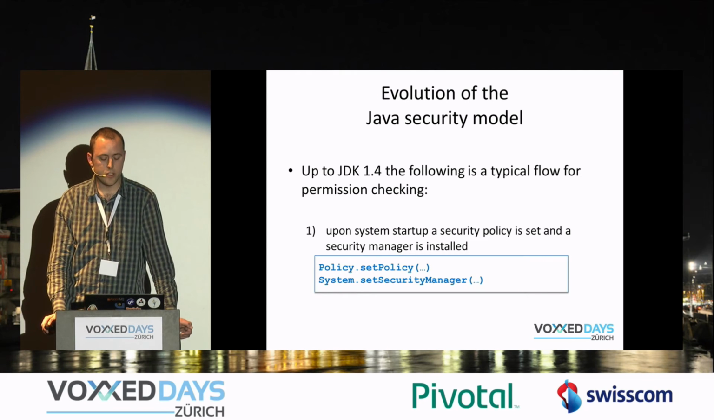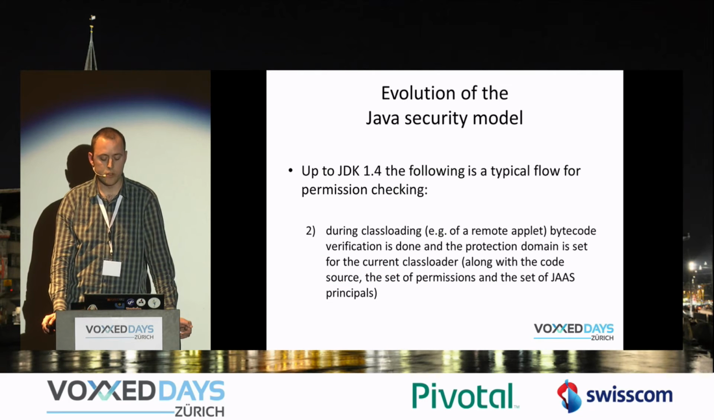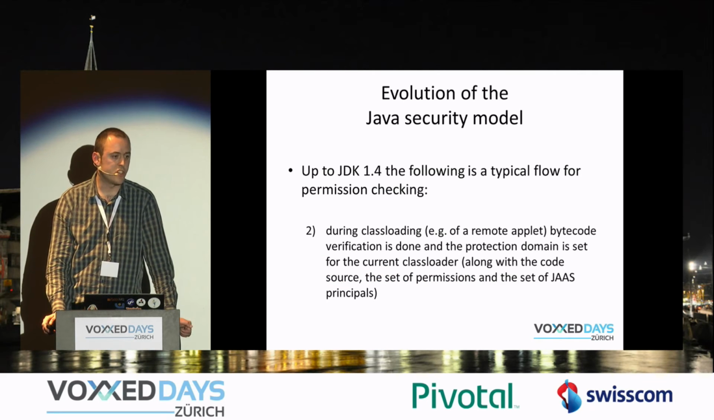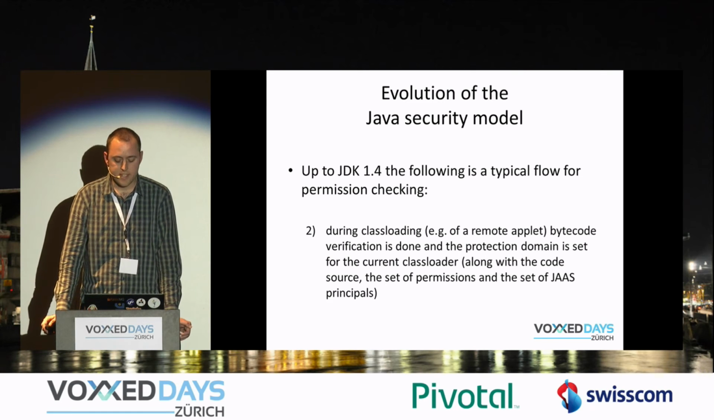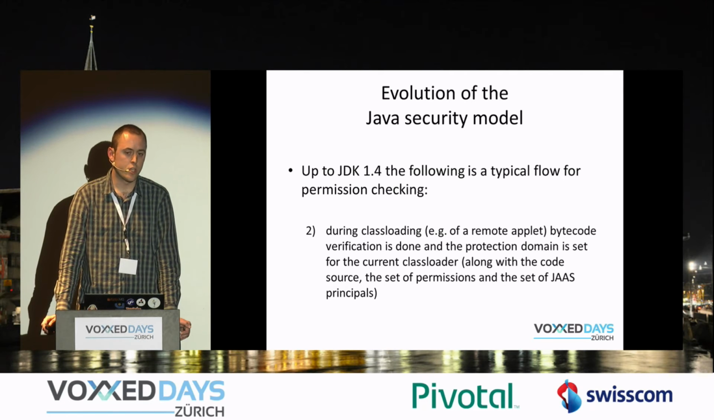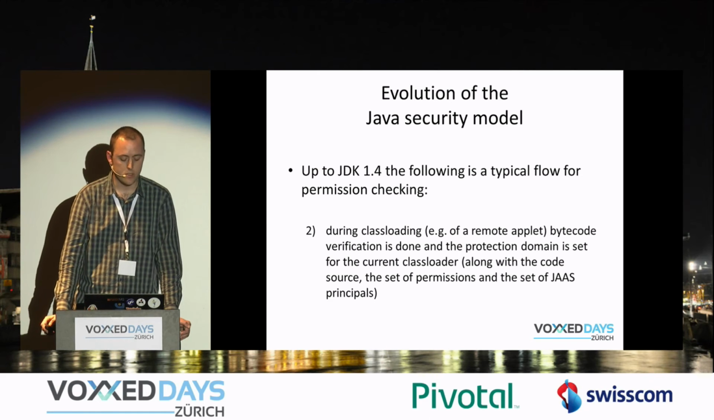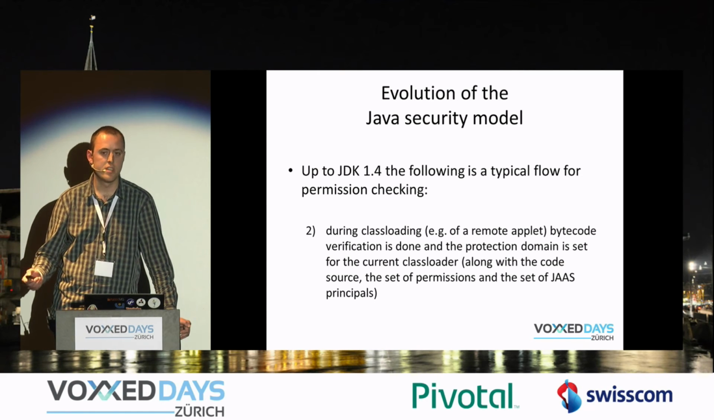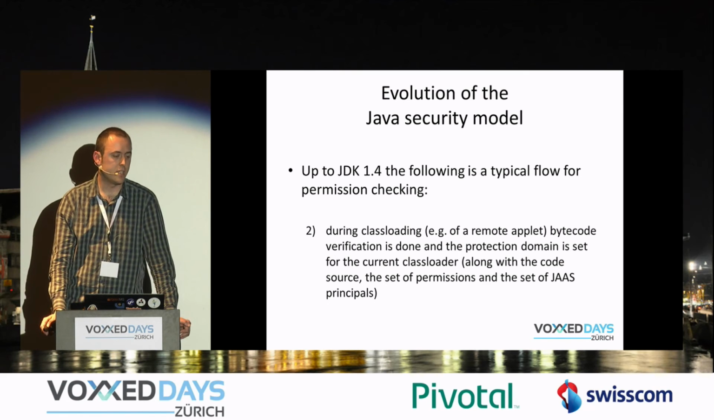So first, you need to set the security manager and set the location of your policy file. Then during class loading, bytecode verification is done in order to verify that our classes are not tampered with. And after bytecode verification is successful, the current protection domain is set for the class, which constitutes the code source and the set of effective permissions as defined by the security policy file. So this is the second step. The set of permissions for our application classes is set along with the location from where these classes are loaded.